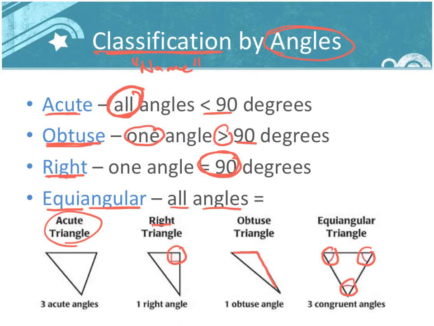Yes, ma'am? Is it possible to have an equiangular triangle that isn't equilateral? That is a great question. Can I answer it in a minute? So her question is, is it possible to have an equiangular triangle that isn't equilateral? And actually, you just stumbled on something kind of amazing about triangles, and we'll get to it in just a minute. So if I can just put a pause on that for a minute.